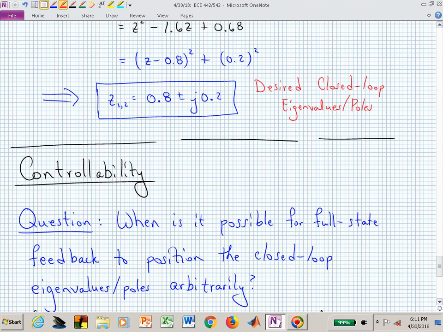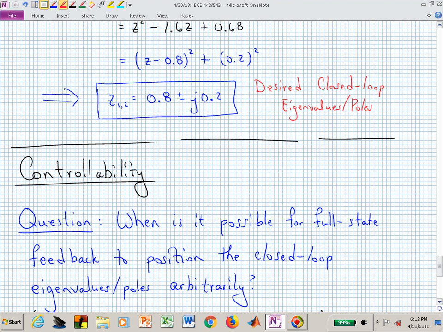We're really looking at this question. When is it possible, using full state feedback, to position the closed loop eigenvalues or poles arbitrarily? That's what controllability is dealing with. If you can control something, then that means you have a lot of power over that system. You now can manipulate the closed loop eigenvalues to be wherever you want them to be.